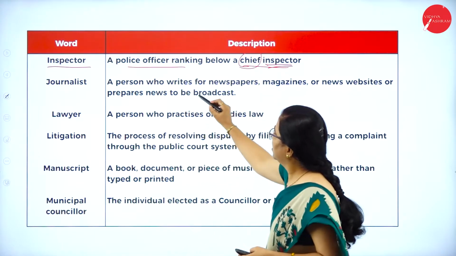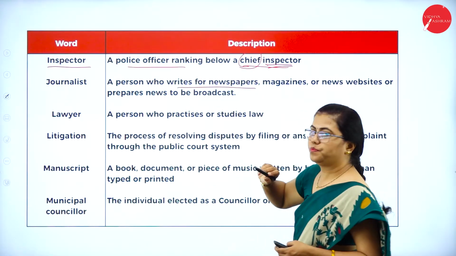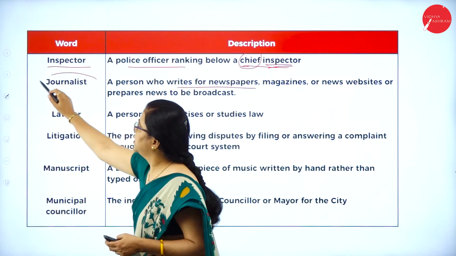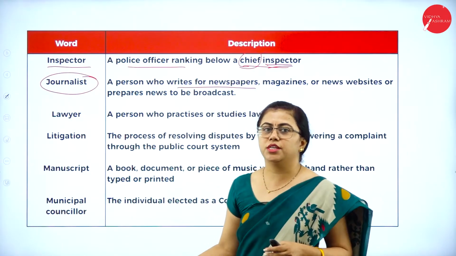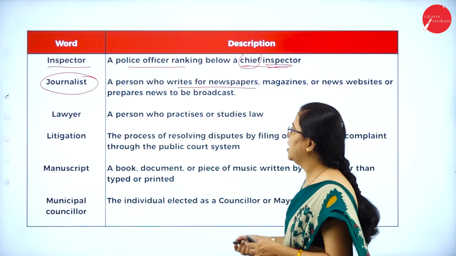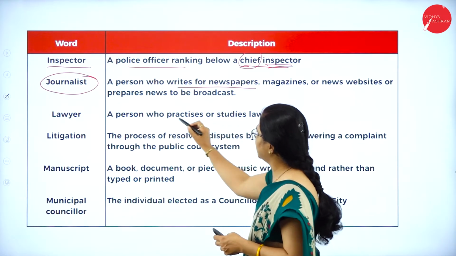Then a person who writes for the newspapers. That person is called a journalist. Fine. Journalist, a person who writes for the newspaper and all. Then a person who practices or studies law.